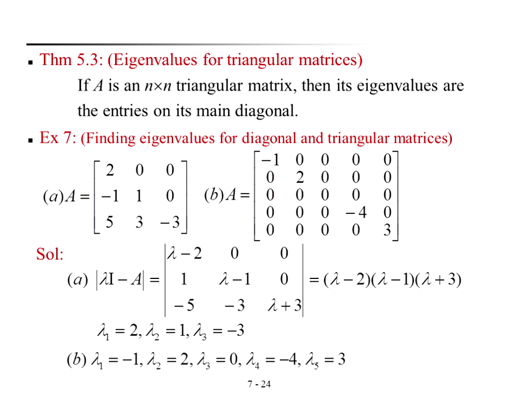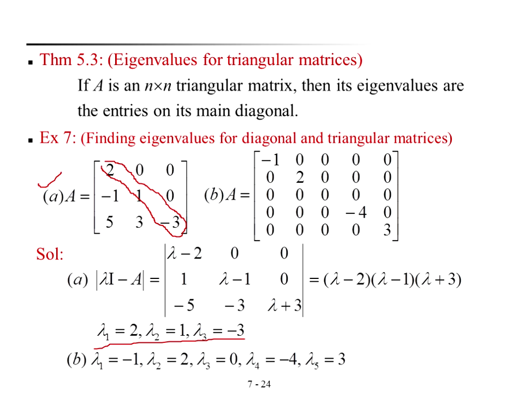There are several examples of eigenvalues of a triangular matrix. If A is an n by n triangular matrix, then its eigenvalues are the entries of its main diagonal. For example, A is a lower triangular matrix, so the eigenvalues of this lower triangular matrix are 2, 1, minus 3. You are right. 2, 1, minus 3 are the eigenvalues of this triangular matrix.